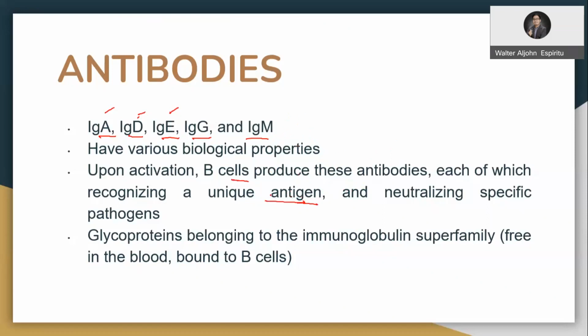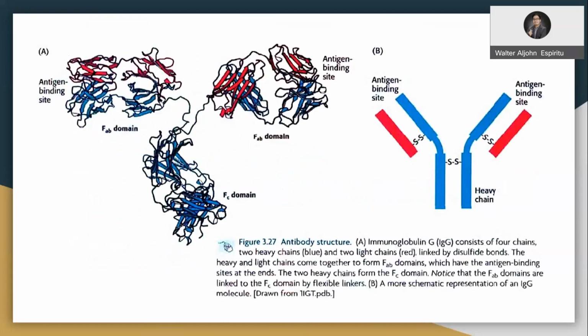Antibodies are glycoproteins that belong to the immunoglobulin superfamily. They are also found in the blood, specifically bound to the B cells, which increases the activity of these antibodies. So this is the structure of the antibody, the IgG to be specific.